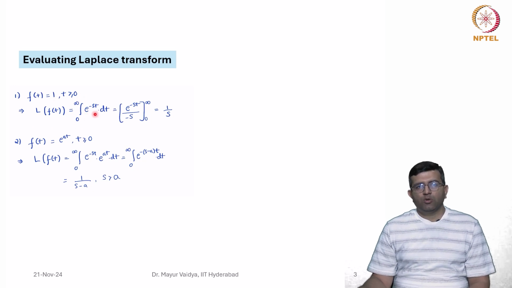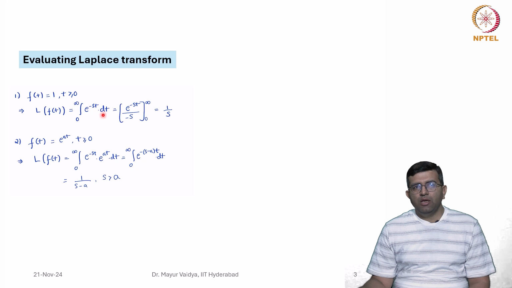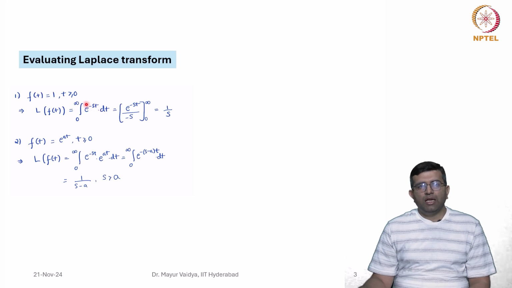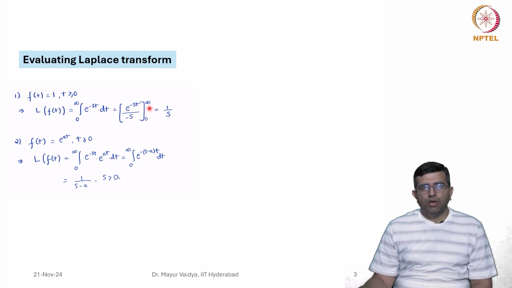F(t) is 1, so it will be simply the integral of e power minus st dt. Now, if you recollect the integral of this exponential function, e power minus st is e power minus st, and because there is a minus s here, which is not the integration variable, it will be treated as a constant, and you have to divide by minus s. So the integral is e power minus st by minus s, and you put the limits as 0 to infinity.